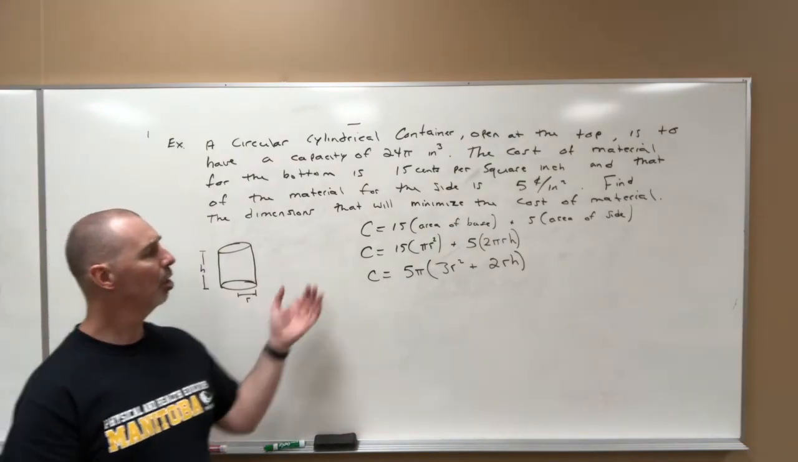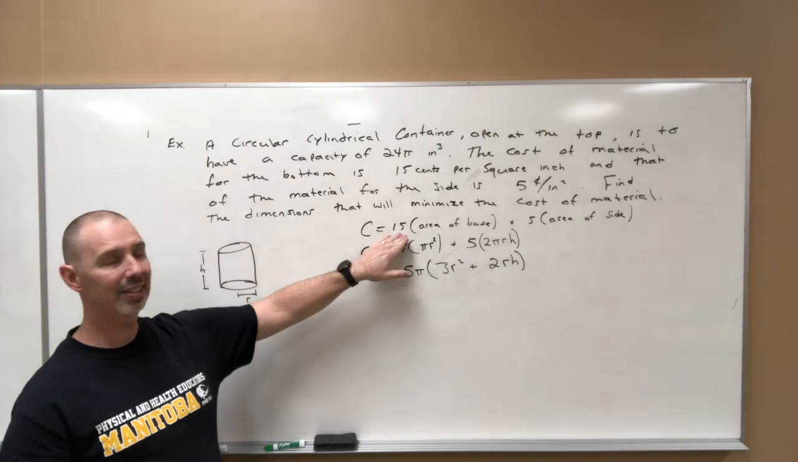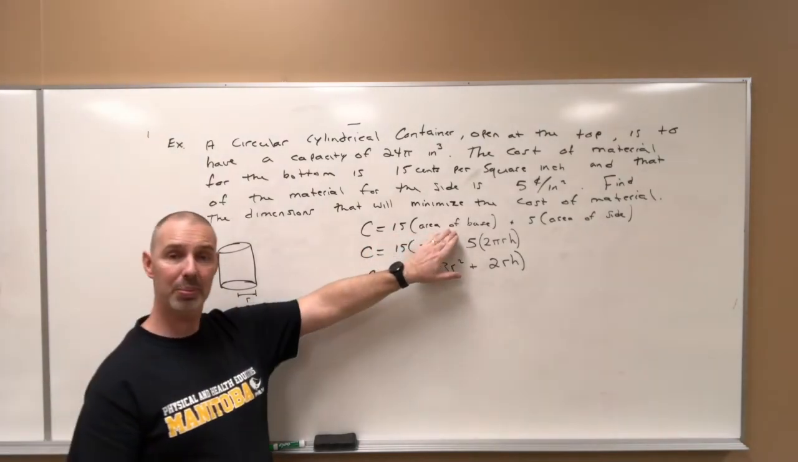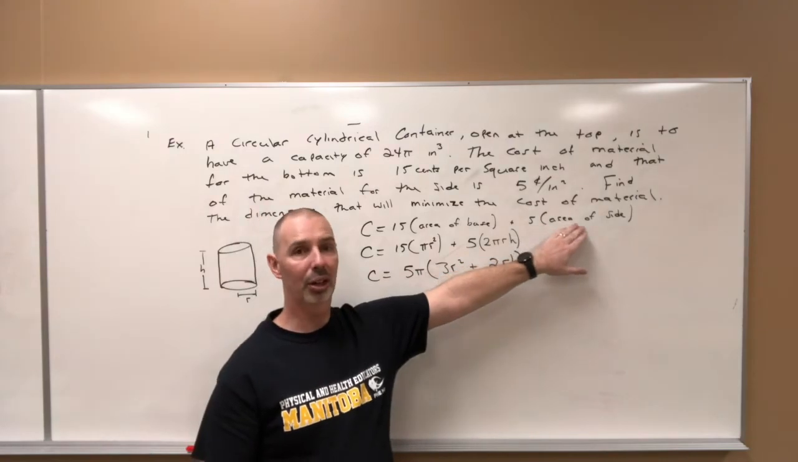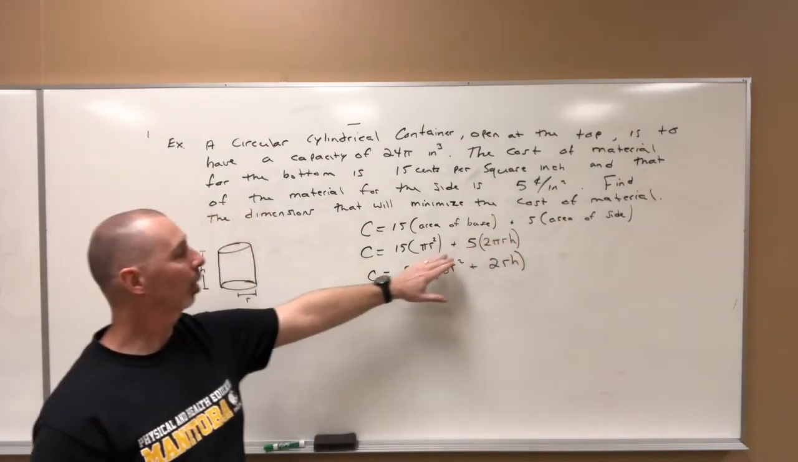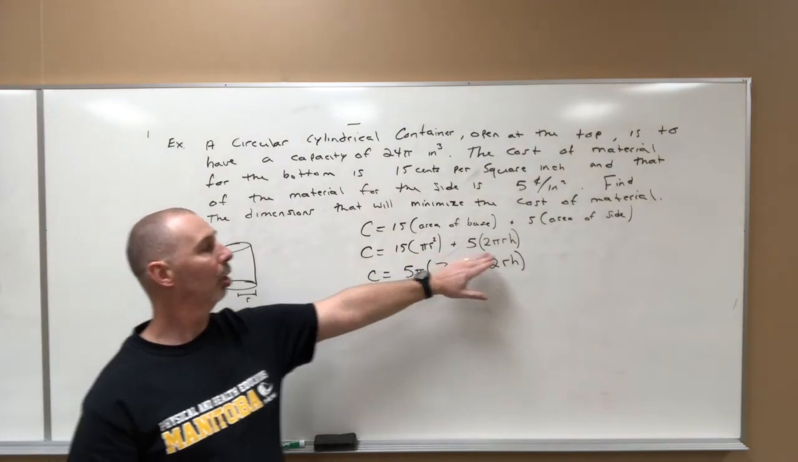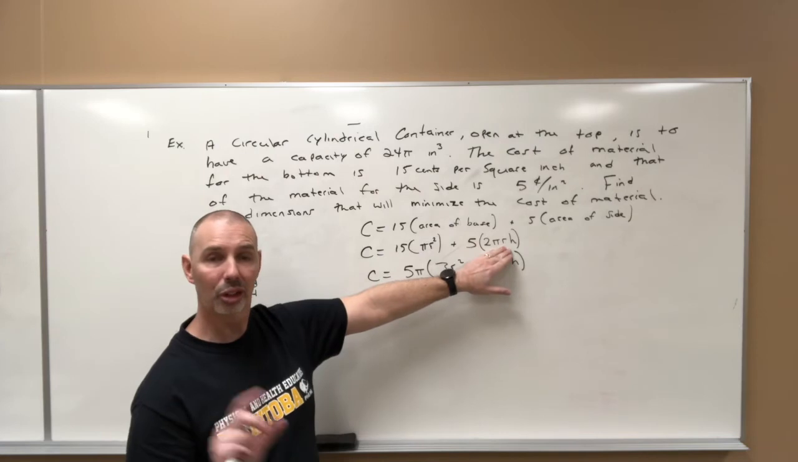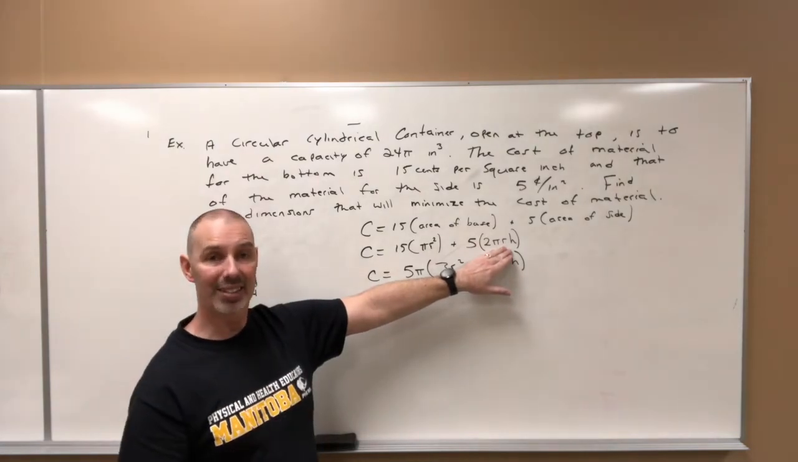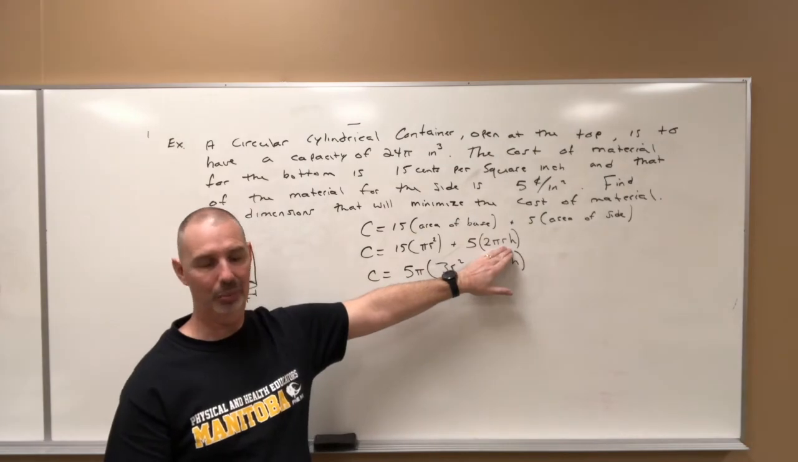All right, so to minimize the cost, we need a formula for cost. Well, the cost is going to be 15 cents times the area of the base, whatever that is, plus 5 cents times the area of the side. Plugging in some formulas here, the area of a circle on the base is pi r squared. The area of the side is going to be the circumference of the circle, because that's going to give us the side length, and then times the height of the cylinder. So circumference times height will give us it.